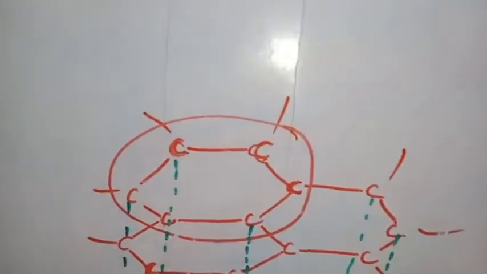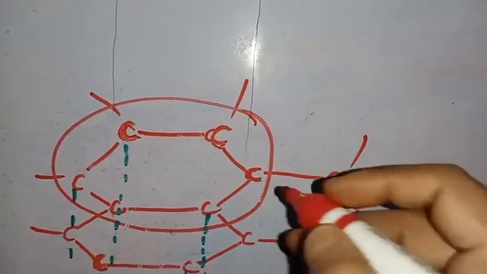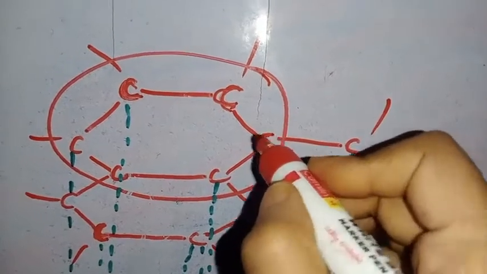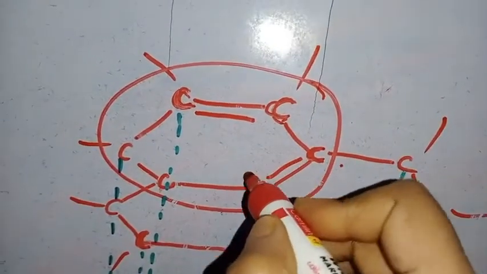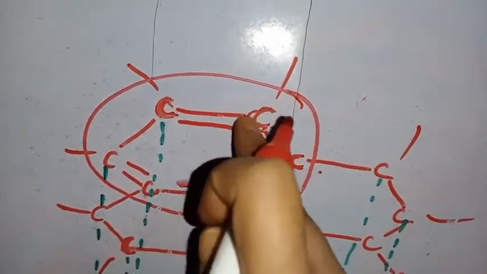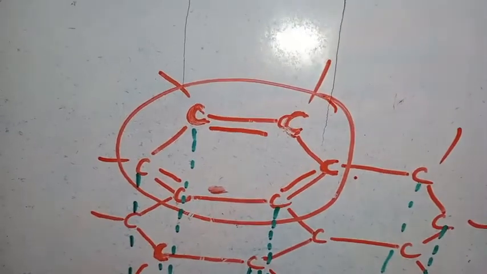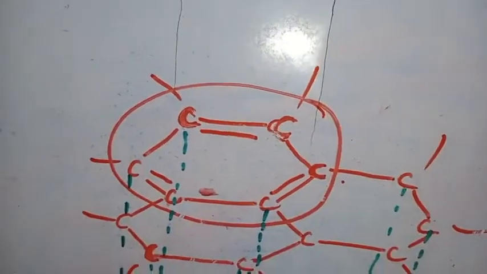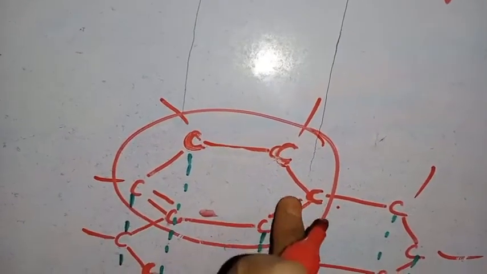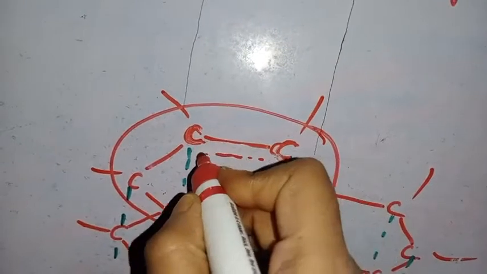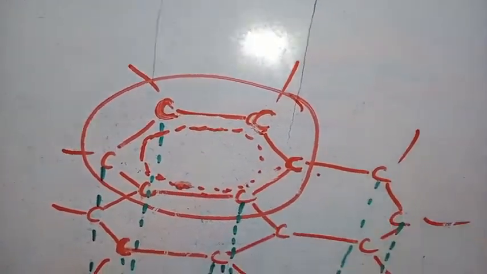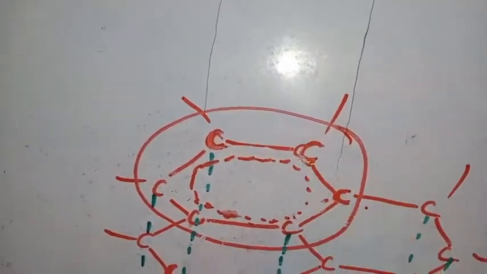One more thing here: each carbon atom is bonded to 3 other carbon atoms, and you could see there are alternate single and double bonds present in each hexagon, in order to give the stability of each carbon atom, in order to make each carbon atom stable.